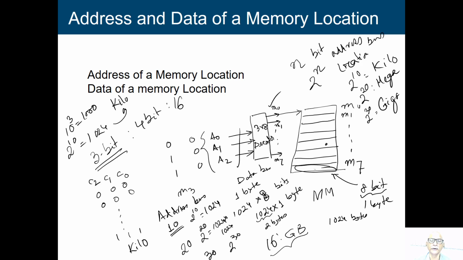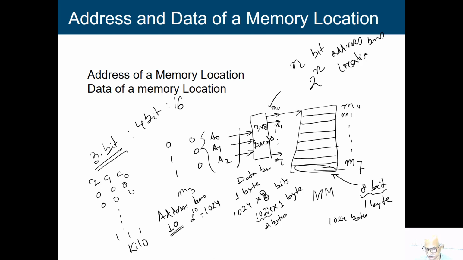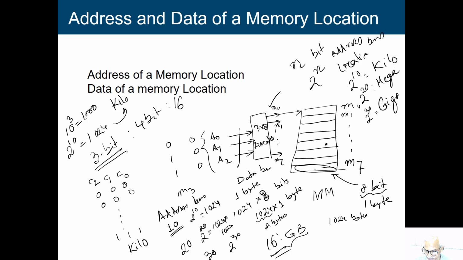So, this is the way we can identify a particular memory location, and we need the address. An address is nothing but a combination of 0s and 1s, or we can say this is the bit pattern that we are going to provide over here. Now, if I have a 16 GB memory space, the size of the address bus will be 34 bits.